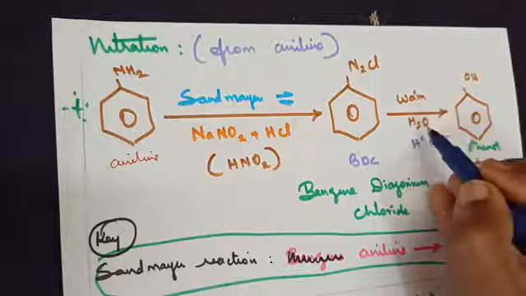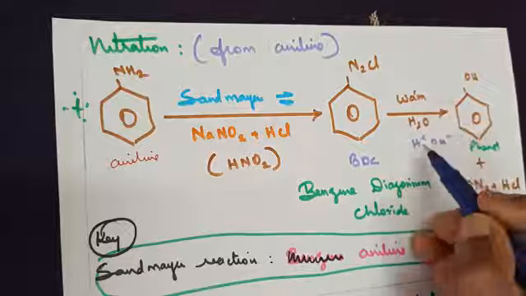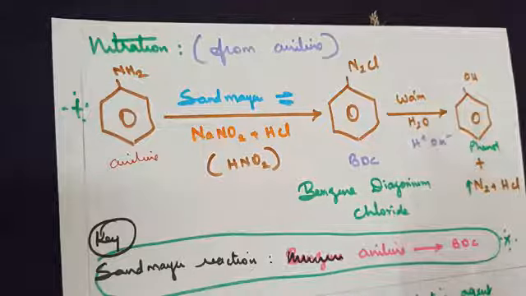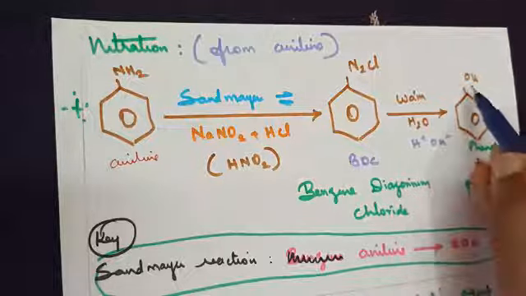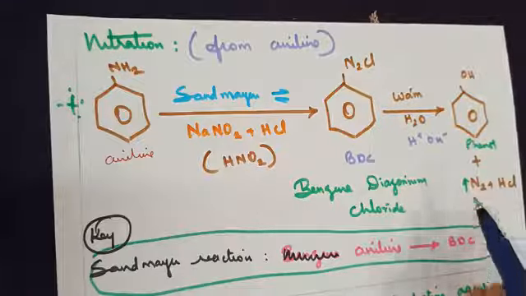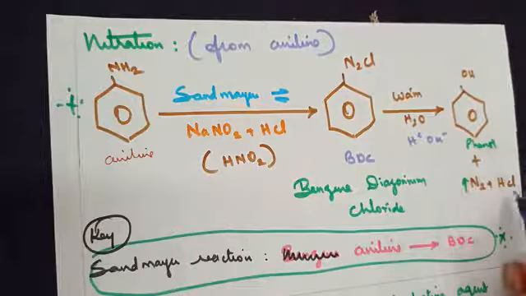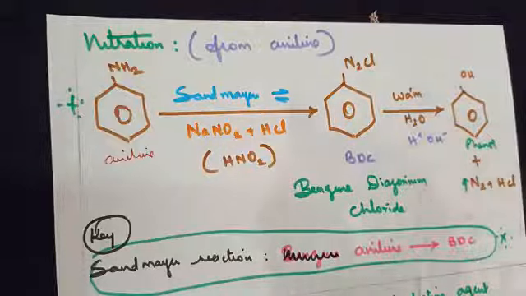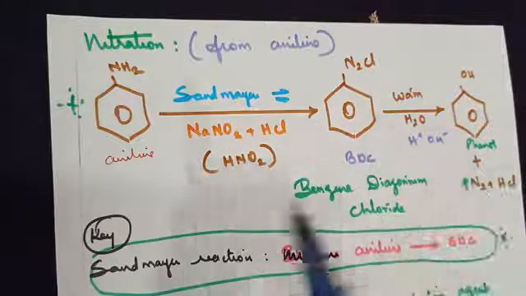Further, when you treat it with warm water, as you know, water can be written as H plus and OH minus here. This hydroxyl ion goes to the benzene ring. Nitrogen gas comes out here. H will combine with Cl and goes out as HCl. It's a very important method of preparation.